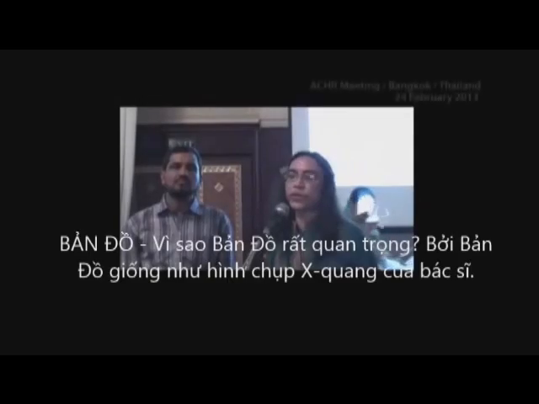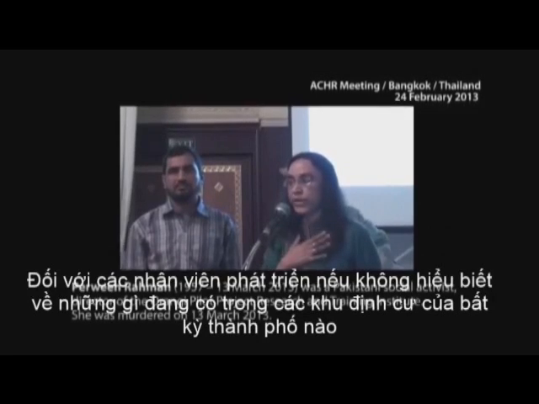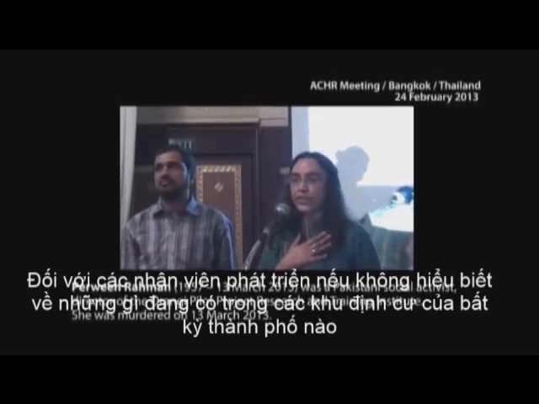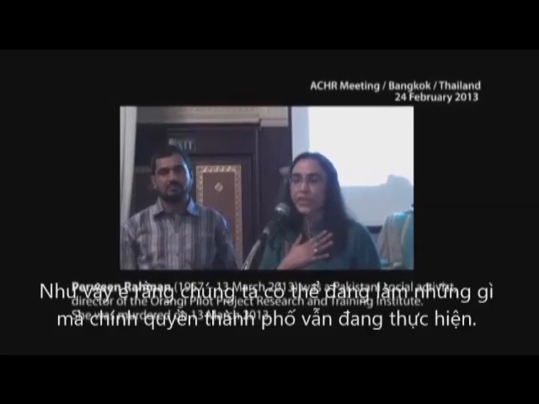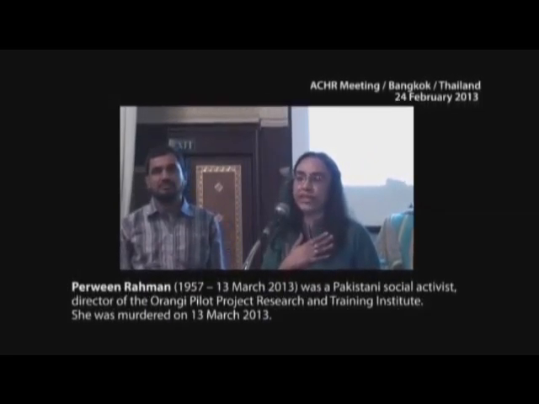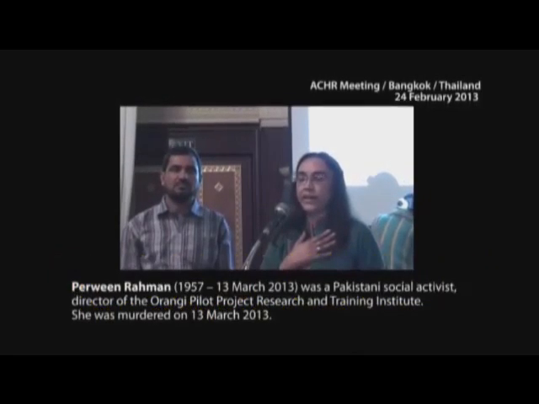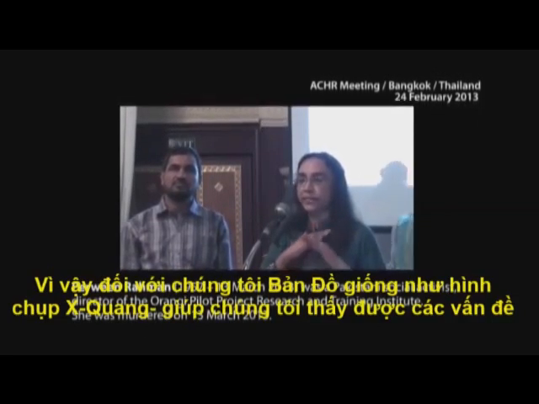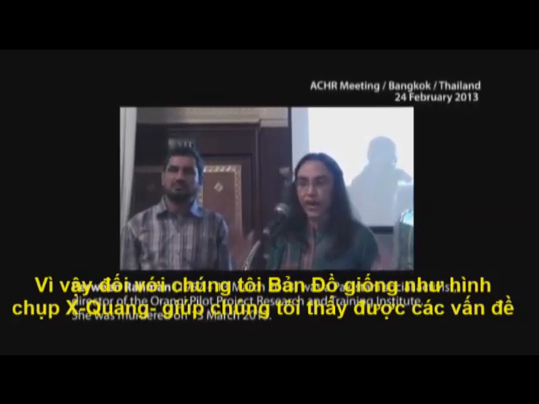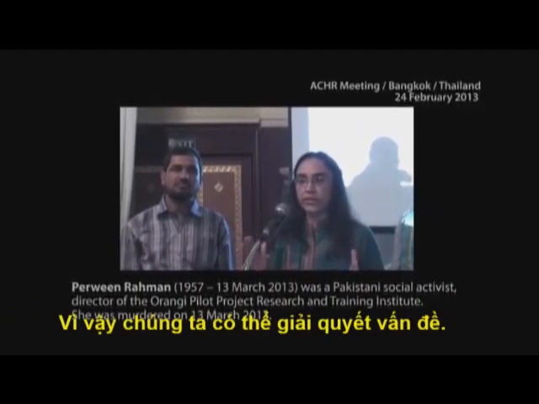Map, why is it important for us? Map for us is like an X-ray to a doctor. For us who are development workers, if we do not know what exists in any settlement or a city, then there is a fear that we might do something which the government usually does, sometimes even financed by the UN, ADB, World Bank. That they dig up a place, they don't have any idea there's a telephone line, water line, or gas line, and they want to lay a sewerage line. So in the process of laying a sewerage line, they cut everything else. So that is why for us, a map is like an X-ray that tells us what the problem is so we can resolve it.